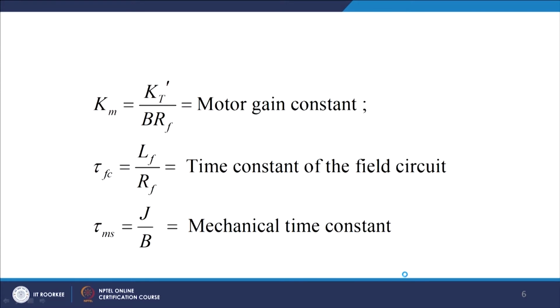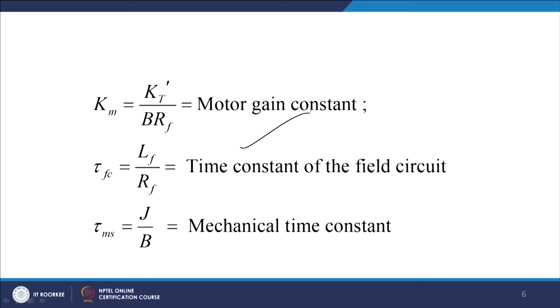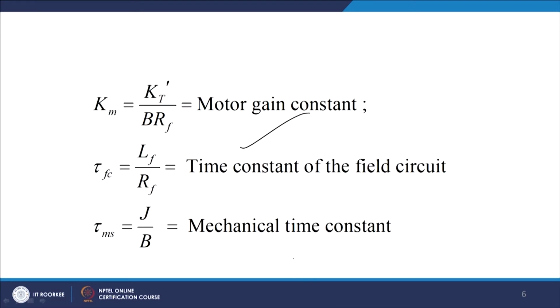So what is meant by this? Here Kt' by B Rf, this Kt by Km is replaced by the constant Km, called the motor gain constant. Then tau_fc is replaced by Lf by Rf, that is called the time constant of the field circuit. And what is a time constant? Time required for the system to reach 63% of the value. So as the time constant is more, your system becomes a little bit slow. If your time constant is less, your system is fast.